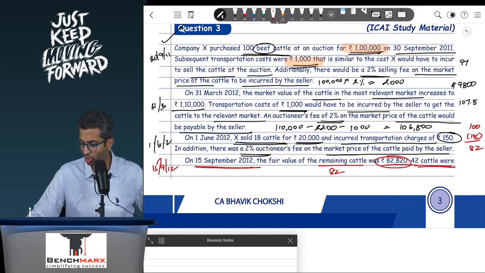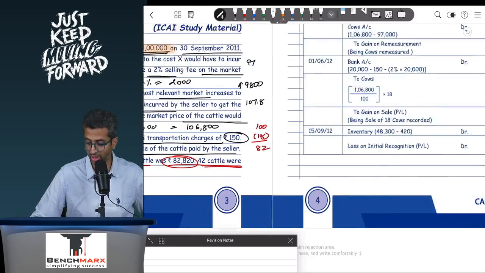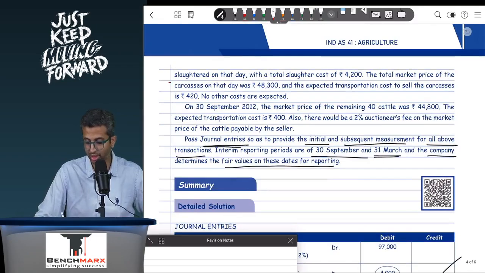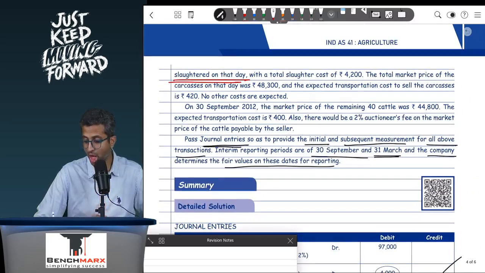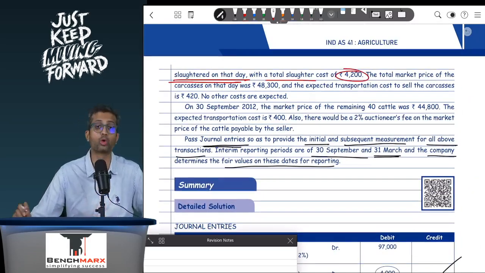The 42 cattle out of 82, 42 cattle were slaughtered on that date. Okay, so we felt a little sad. But let us say those 42 cattle were slaughtered on that date with a total slaughter cost of around 4,200 rupees.